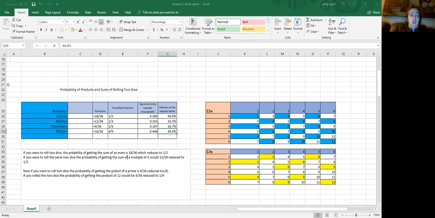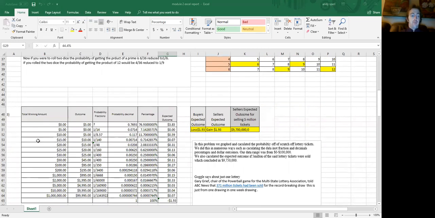What I got from this is, if you were to roll 2 dice, the probability of getting a sum that is even is 18 out of 36, which reduces to 1/2. If you were to roll 2 dice, the probability of getting a sum that is a multiple of 3 would be 12 out of 36, reduced to 1/3. The probability of getting a product that is prime is 6 of 36, which reduces to 1/6. The probability of getting a product of 12 would be 4 of 36, which we could reduce down to 1/9.